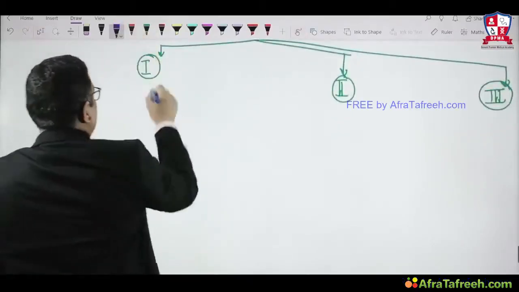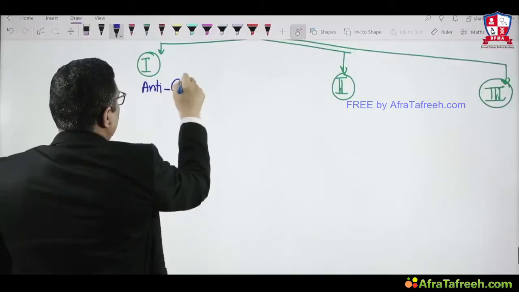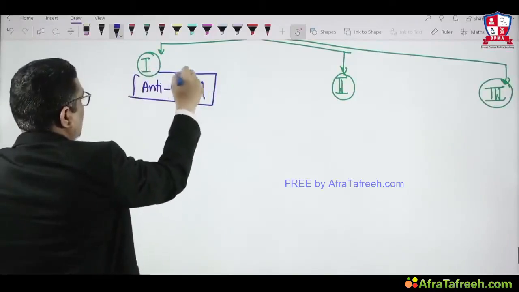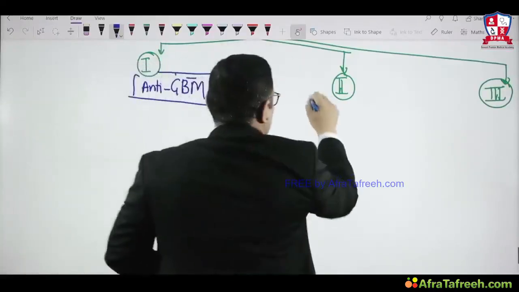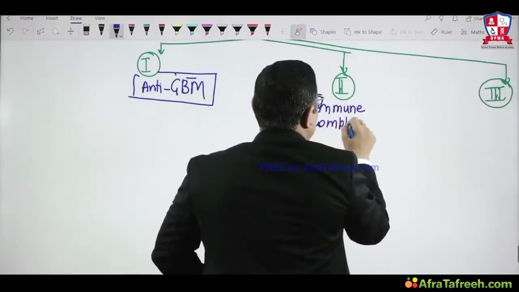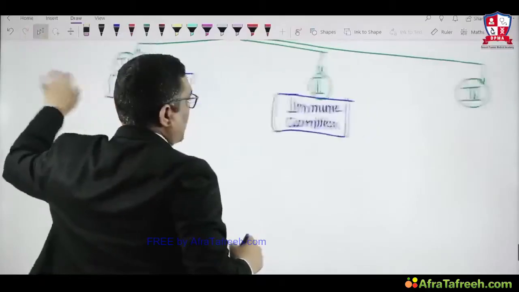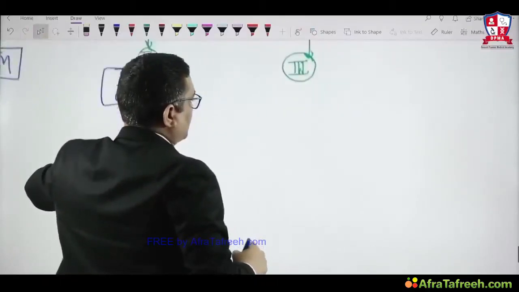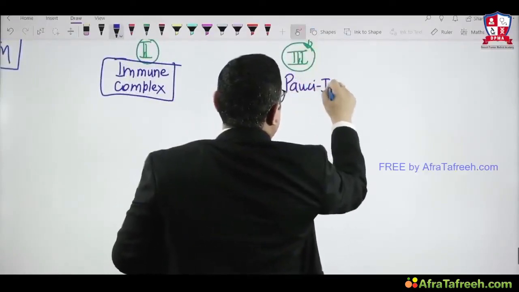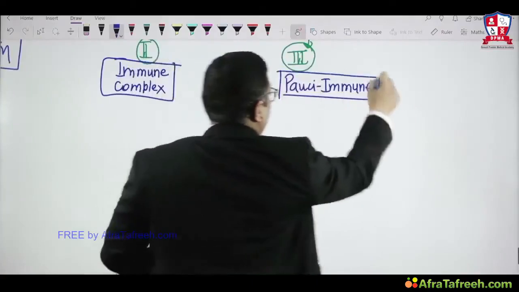What are these three types called? Type 1 is also known as anti-GBM RPGN, anti-glomerular basement membrane type of RPGN, because here antibodies are formed against glomerular basement membrane. Second is called immune complex mediated RPGN. Immune complex mediated, right? And third one is known as pauci-immune RPGN. This is called pauci-immune RPGN, right? So these are the three types of RPGN, right?